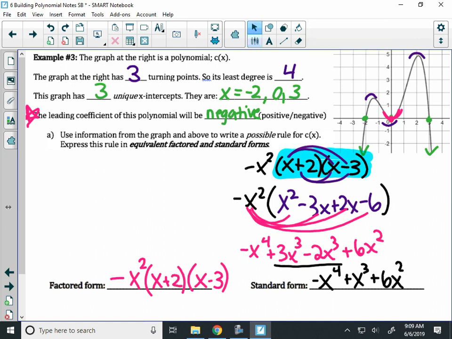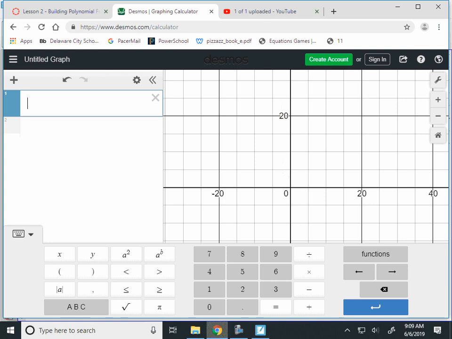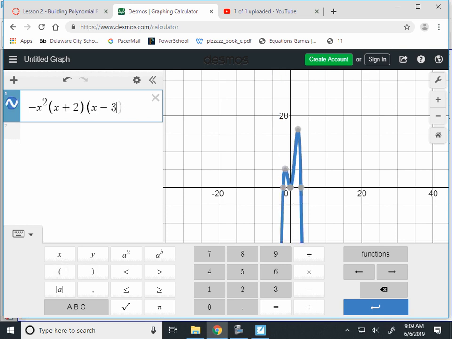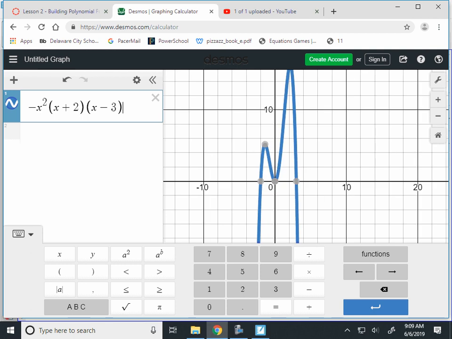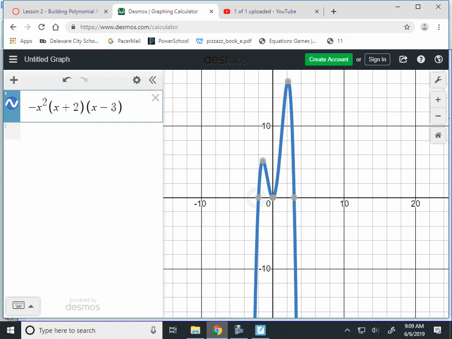Now, let's double check. Again, I'm going to type the factored and the standard forms into Desmos and see if I did this right. So I'll start with my factored form. Negative x squared times x plus 2, x minus 3. That picture looks pretty similar to what I had here. This graph is actually a little bit shorter. Don't worry about that though. The roots look the same, and the shape looks the same.